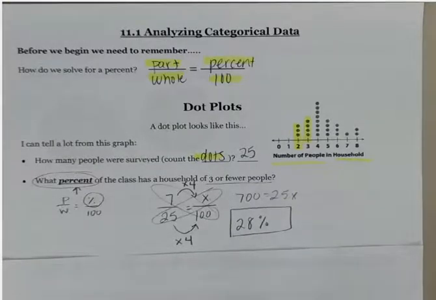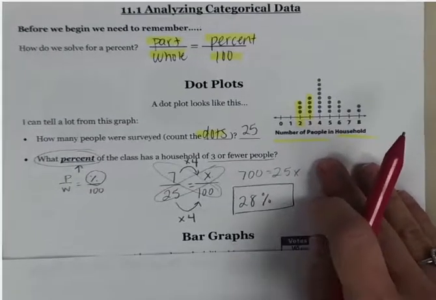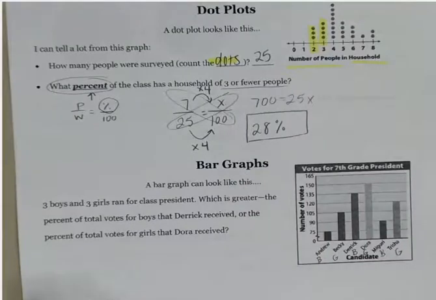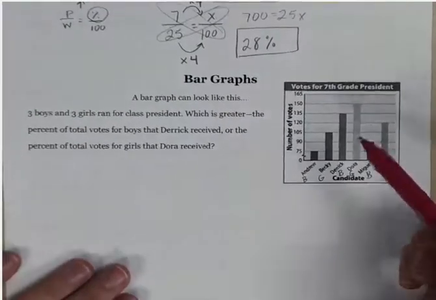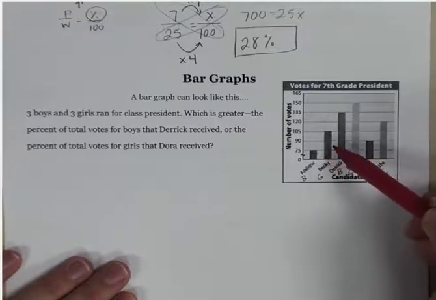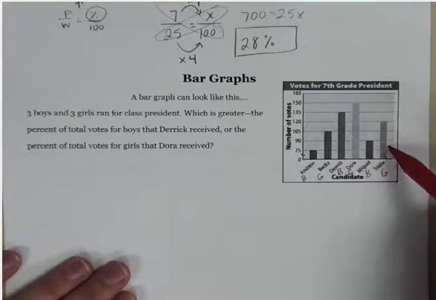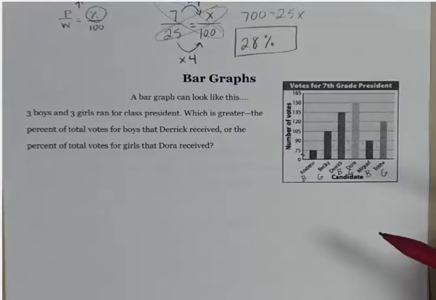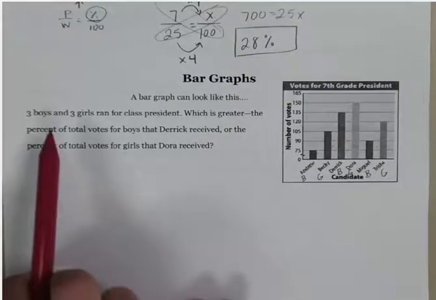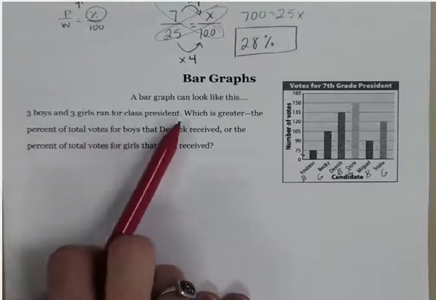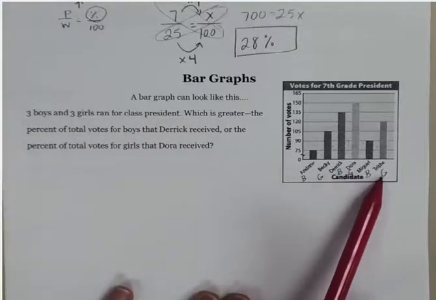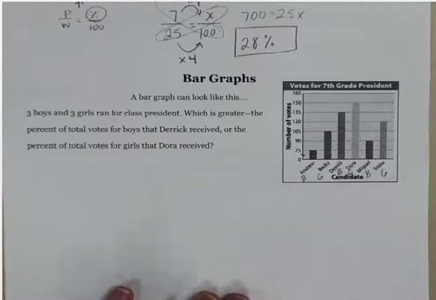Alright. Bar graphs are what's next. A bar graph looks like this. Now, there's space in between. That's really important to know because we're going to be talking about another graph later that doesn't have space in between, and it's called something different. But for right now, we're looking at a bar graph, and it says 3 boys and 3 girls ran for class president. If you want to pause it and write the B's and the G's next to their names, I labeled the boys and the girls for you.